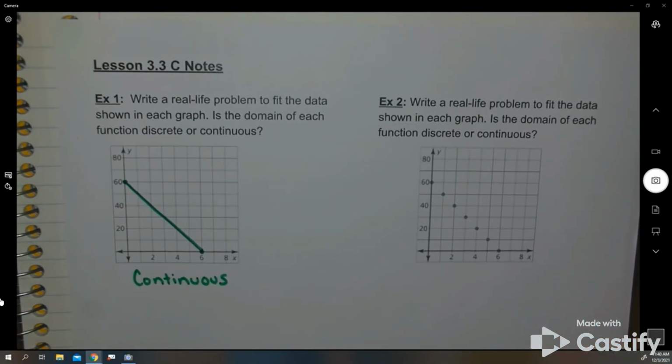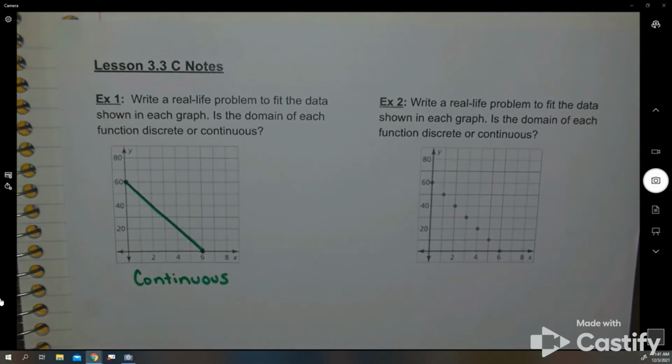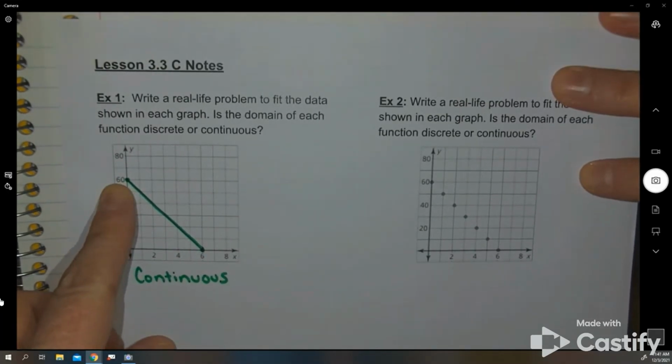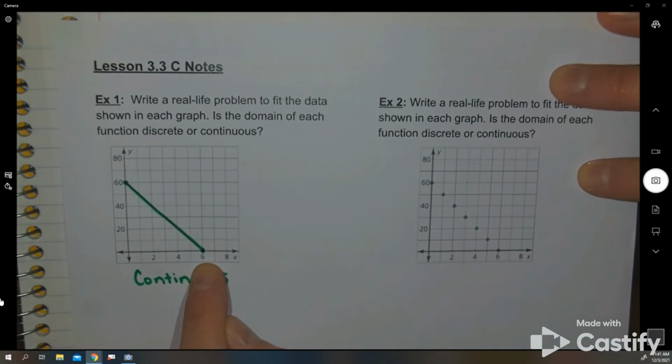Now I need to come up with a scenario that will match this circumstance. If I'm looking at this, then I can see that maybe I'm biking, right? And I have been biking 60 miles, and it took me 6 hours to bike those 60 miles. So every hour, perhaps I was 60 miles from home, and every hour I got closer to my house. And then when I finally got there, the end result was 6 hours.